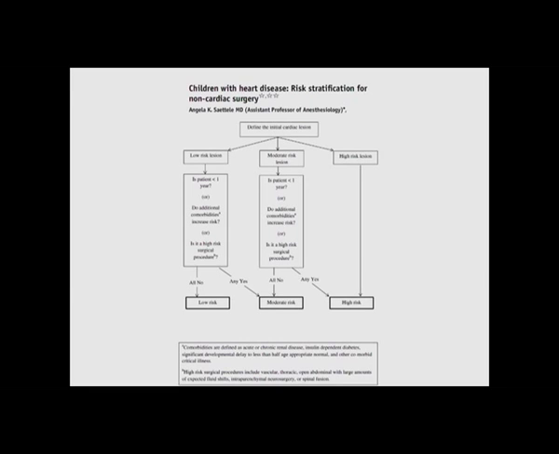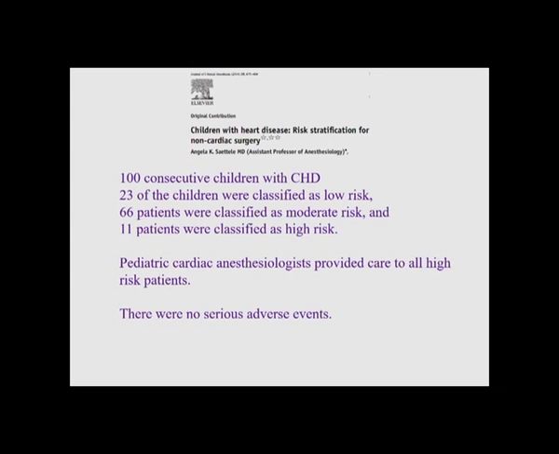So a patient less than 1 year, we know they are more complicated even when they're healthy, have more problems, additional comorbidity, and so if all these is present from a low risk, you go to moderate risk. Same on the next, from moderate risk, you can go to high risk. So they actually divided, they found out that 23 children were classified at low risk, 66 moderate, and 11 as high risk. And these high risk kids, they decided these will be done only by pediatric cardiac anesthesiologists.